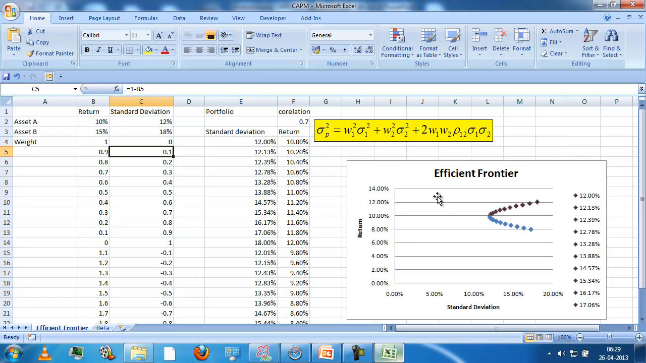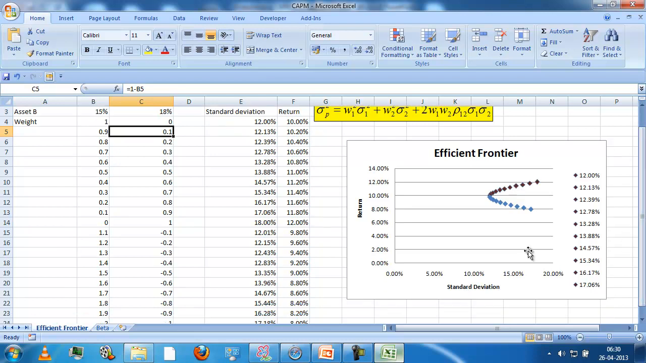Once we got the standard deviation and the return for different weights of asset A and asset B in the portfolio, we have plotted a curve. We selected this data and used the scatter plot given in Excel, and we have arrived at the following curve. A very interesting feature of this curve is that for a given level of standard deviation, that is risk, you have two different returns. For example, if you are taking this 15% risk of standard deviation, then we have two different returns, one given by this blue color and the other given by this purple color.